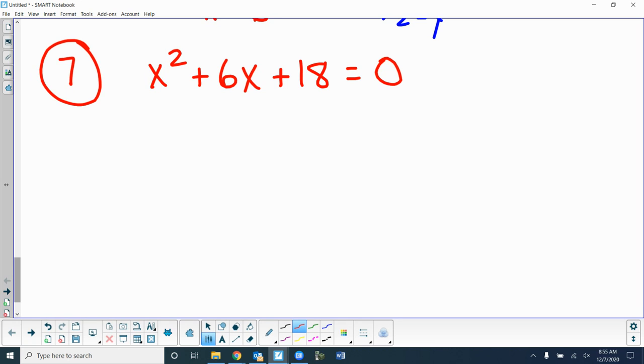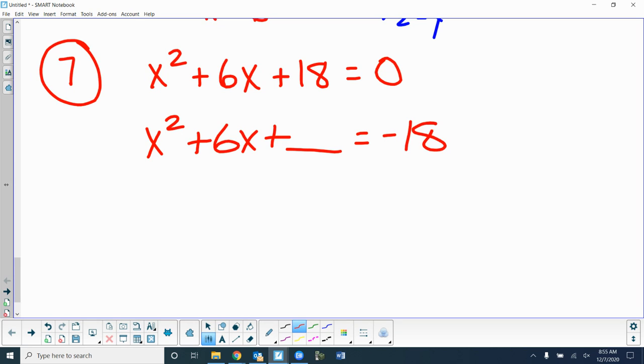Since we have to do number 9 using the quadratic formula, I'm going to do number 7 by completing the square. Just to show you that again, if you like that. When we complete the square, we keep the ax squared and the bx on one side, and we add a blank, and we take the c part to the other, so I got to subtract 18.